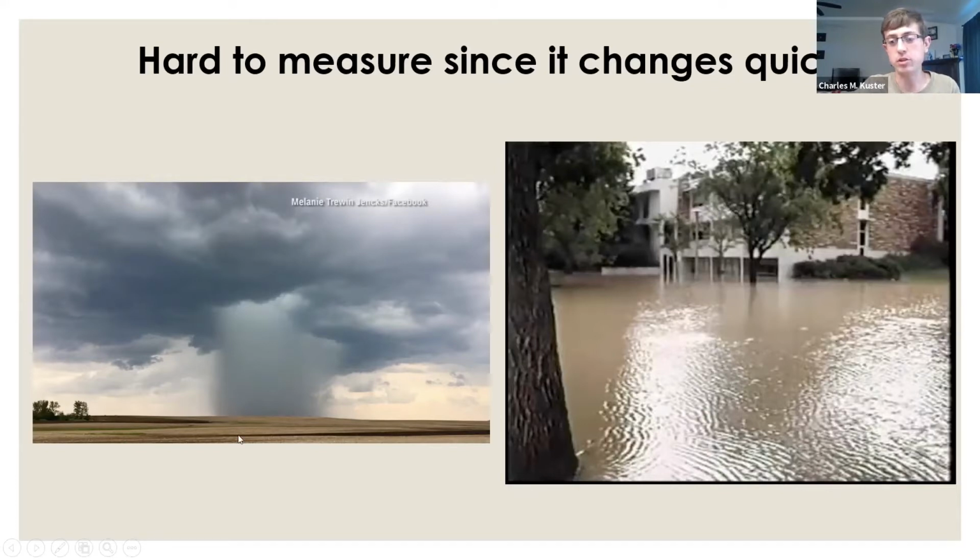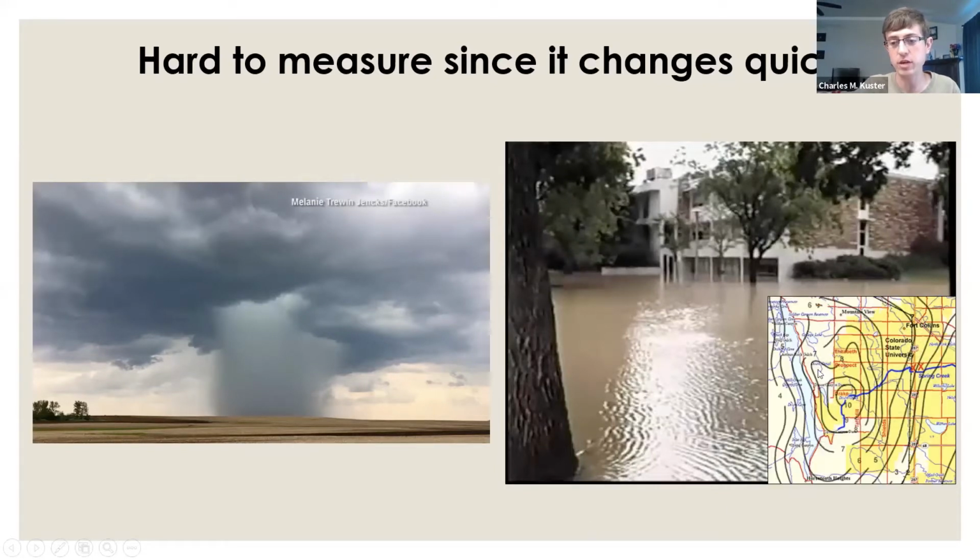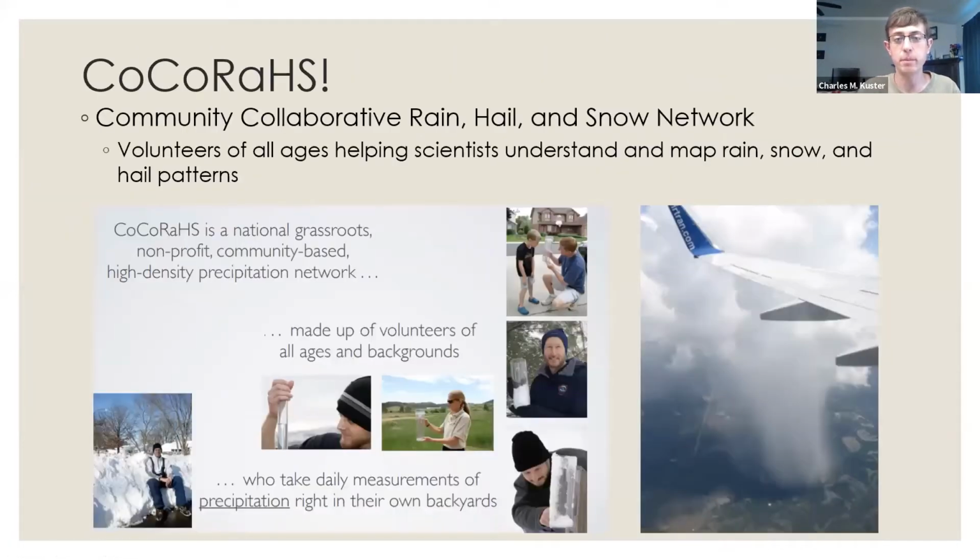Or maybe on a larger scale, an area of really heavy precipitation might cause flooding. For example, over here on the right, the campus of Colorado State University was flooded after about 10 inches of rainfall fell in a small river basin. So really, CoCoRaHS came into existence to try to measure and map these differences in precipitation.